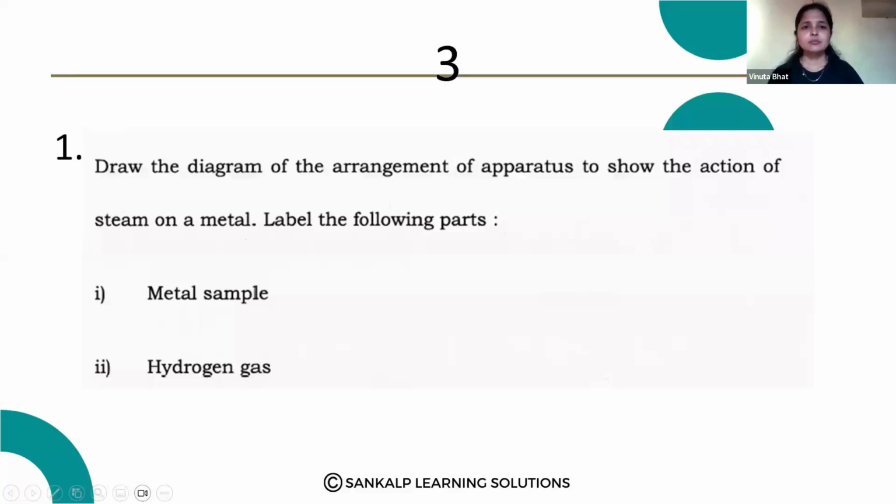Draw the diagram of the arrangement of apparatus to show the action of steam on metal. Label the following parts: metal sample, hydrogen gas. This is a 3 mark question. You have to draw the diagram and also label it. One of the important questions for your exam.